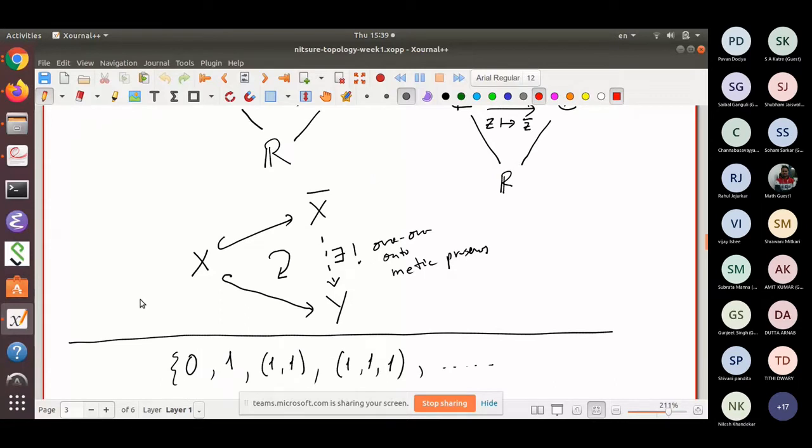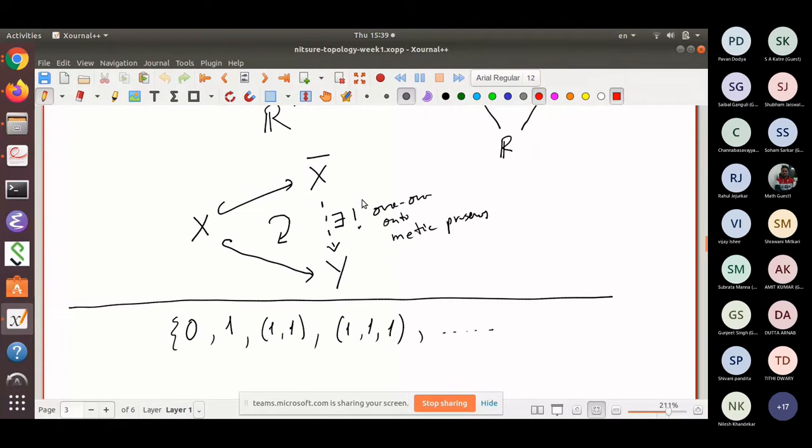This is quite unlike the situation of completion of a metric space, where if I have a metric space, I have its completion, and I have some metric preserving map to some other complete metric space, then there exists a unique metric preserving map from this completion to that. The completion behaves quite differently from algebraic closure.